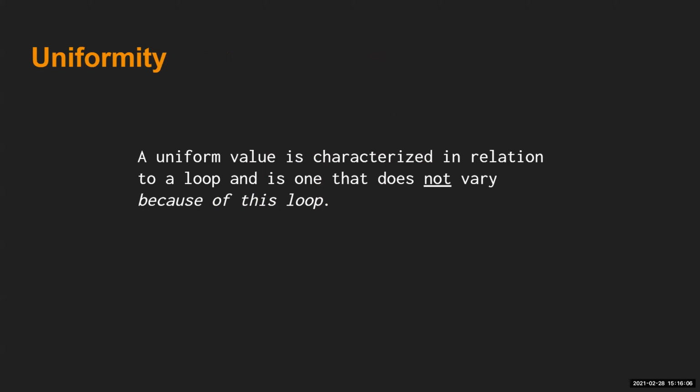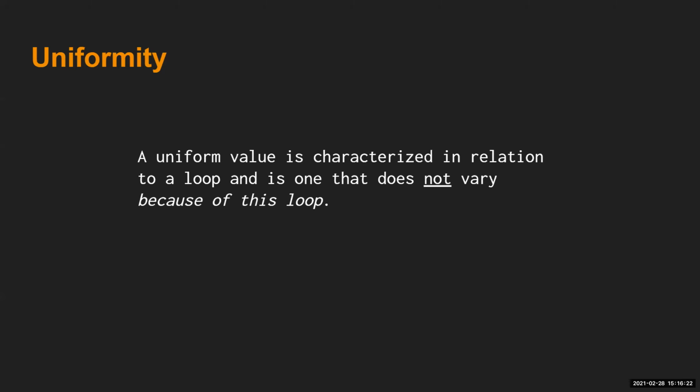I'm going to introduce a small definition. I don't really like text in slides, but this is important. So we're going to say that a uniform value is characterized in relation to a loop, and is one that does not vary because of this loop.